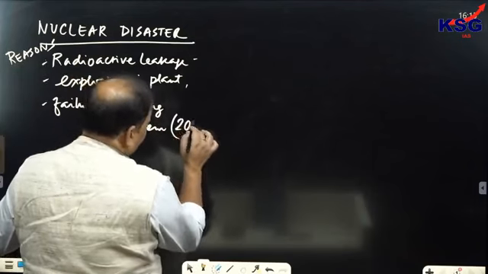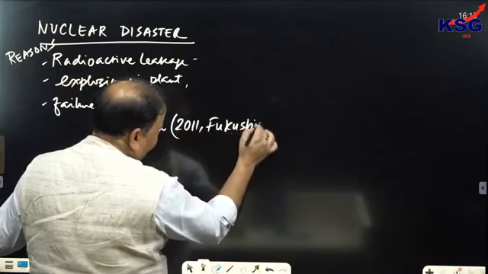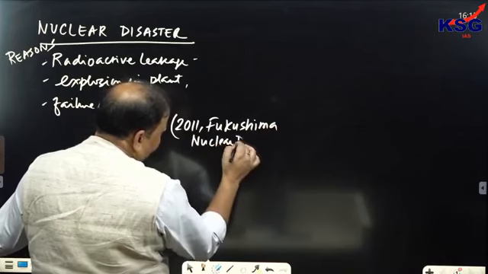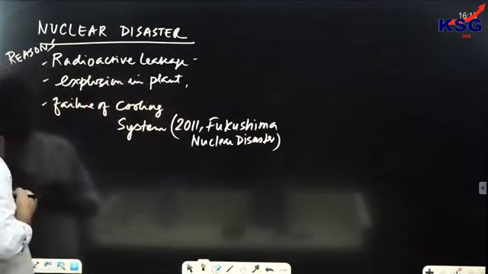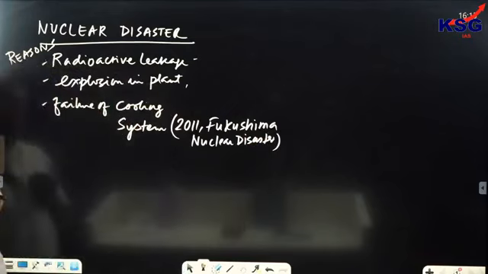So 2011, Fukushima nuclear disaster is due to failure of cooling system. Clear? So Fukushima nuclear disaster took place due to failure of cooling system. So all these are the reasons why disaster occurred.